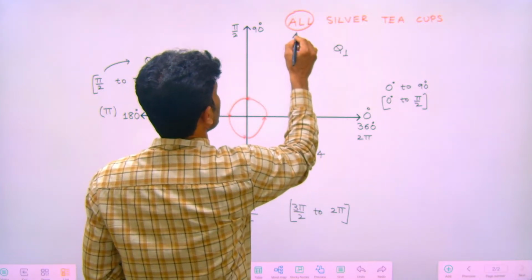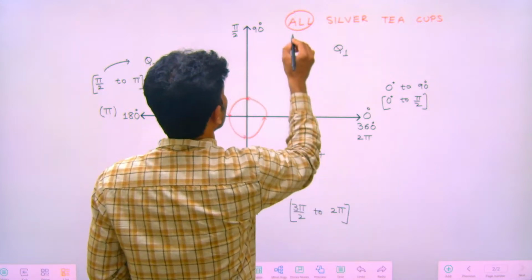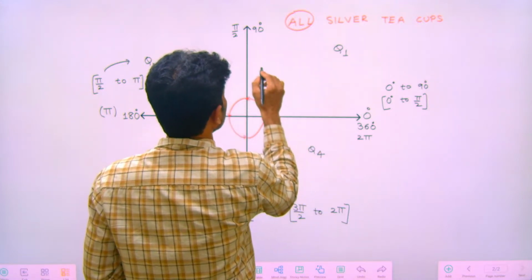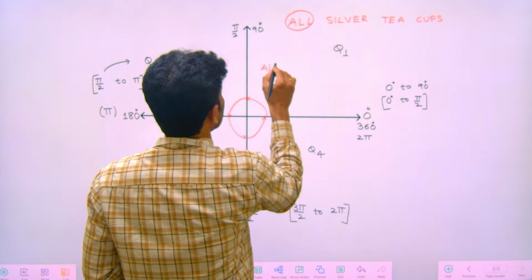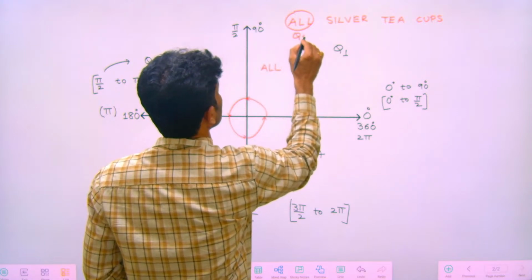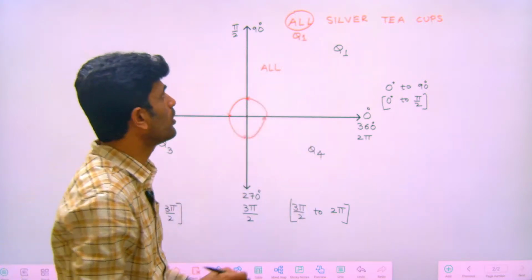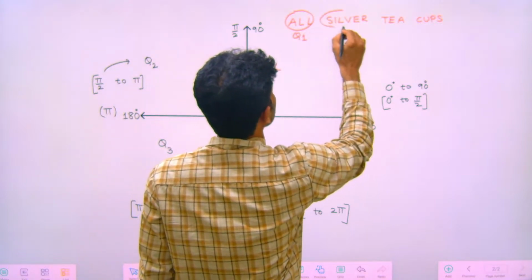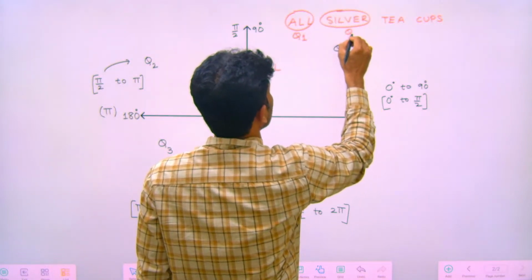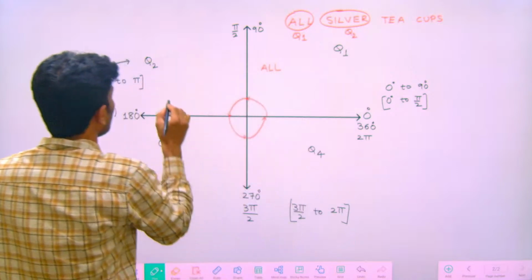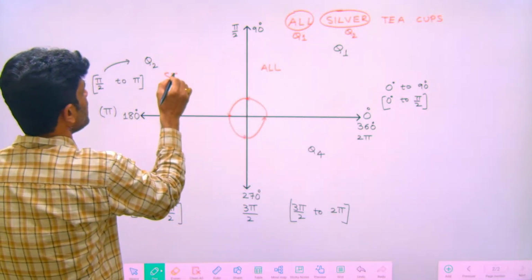First word, we write it in quadrant 1. So here what we have to write in quadrant 1? All. Quadrant 1. And the second word, silver, this should be taken in quadrant 2. So here what we should write? Silver.